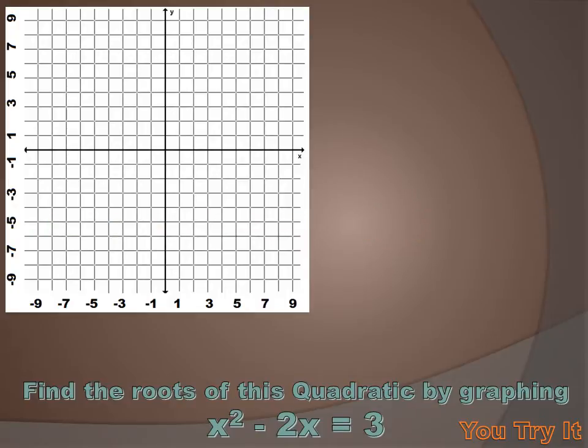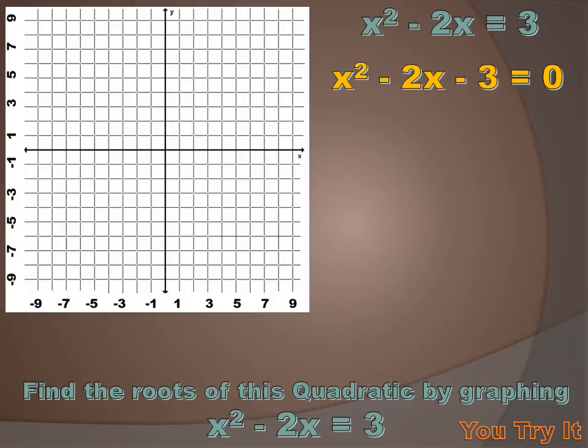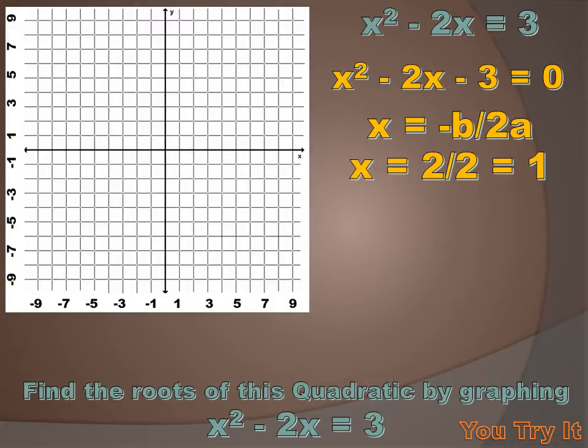We're going to need to graph x squared minus 2x equals 3. But I can see that's not in standard form. My 3 is on the wrong side of that equal sign. So I'm going to shift this around to put it in standard form. And it's going to rewrite this way. X squared minus 2x minus 3 equals 0. Now I can figure out my axis of symmetry. X equals minus b over 2a. And that turns out to be 1.